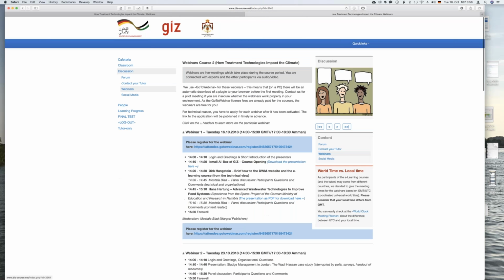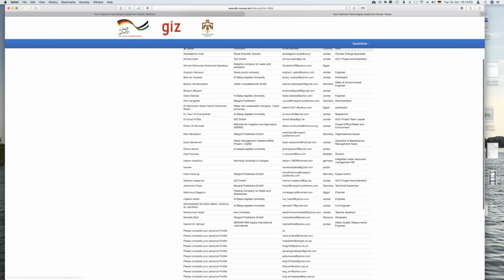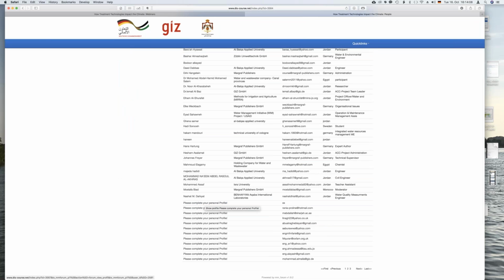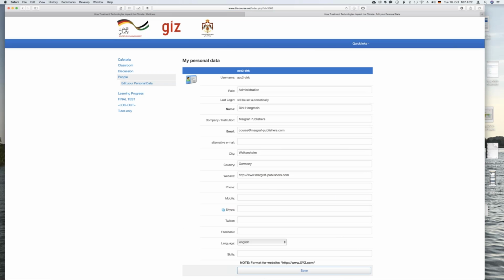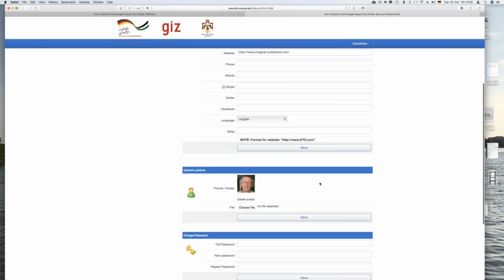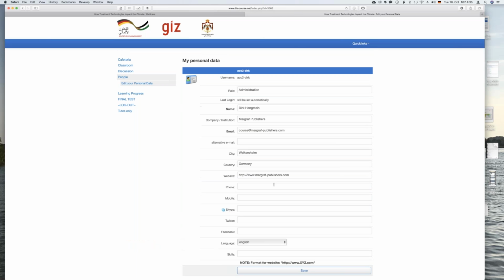The other thing is we find it very important that you update your personal profile here. So please complete your personal profile. You just have to complete this. And if you click on edit your personal data, only your own profile will open. You cannot change anything else but your own profile. You can add a picture here, and you can change the password. But you're absolutely required to do this.